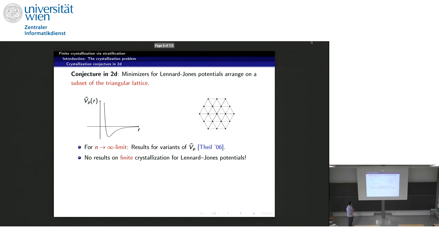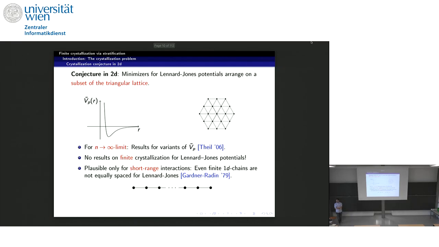Today, instead, I'm interested in the case of finite crystallization. That means that the number of particles n stays finite. And this is a different problem, because then you have a finite configuration, you have a boundary, and this boundary will lead to boundary effects. And indeed, not much is known in the case of finite crystallization for the Lennard-Jones potential.